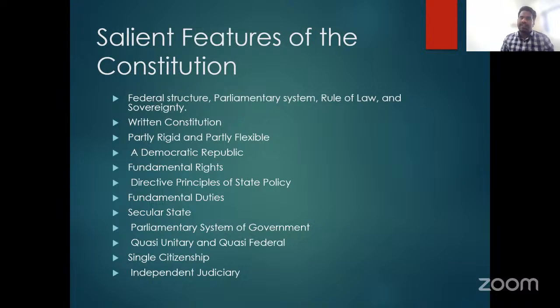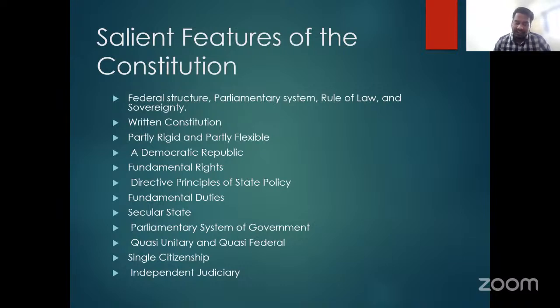Next, we all know that India recognizes only single citizenship, unlike the USA, where they have dual citizenship. That means they are citizens of the state and citizens of the USA. Here we have only single citizenship, that is Indian citizenship. In the United States there is dual citizenship.